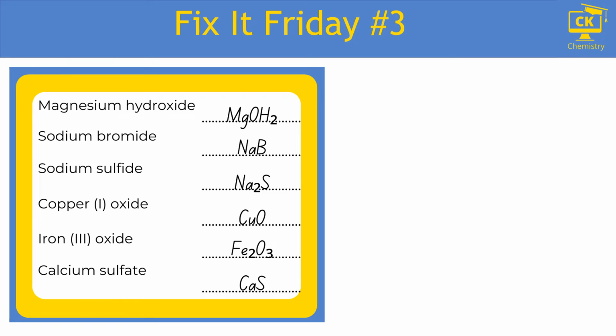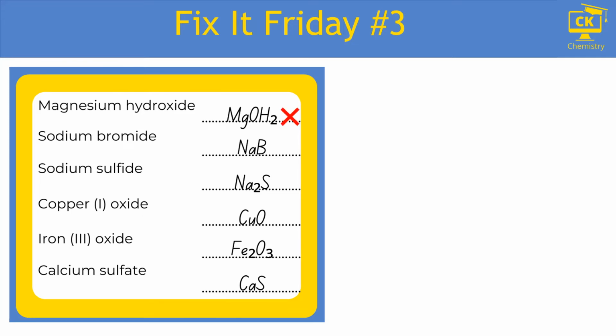So, how many mistakes did you manage to find in these 6 different formulae for ionic compounds? Well, let's have a look at the first one. And the first one definitely has a mistake in it.